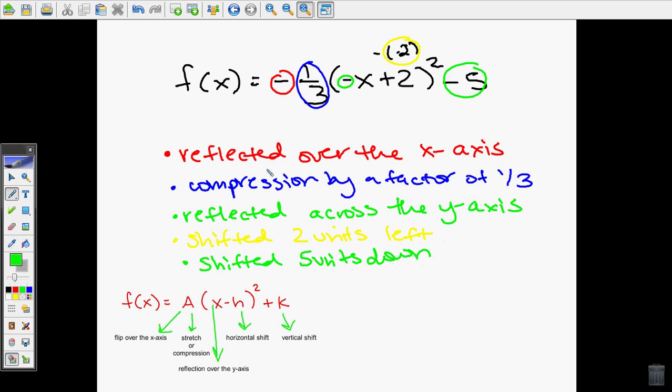Okay, so this one kind of encompassed all of them, but we're only going to focus on these 5 transformations of quadratic functions.